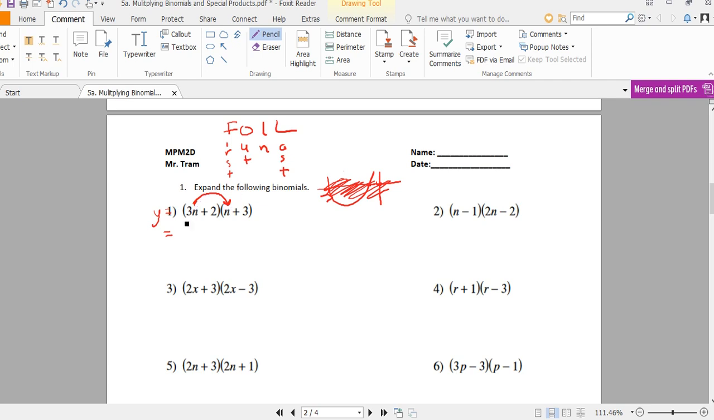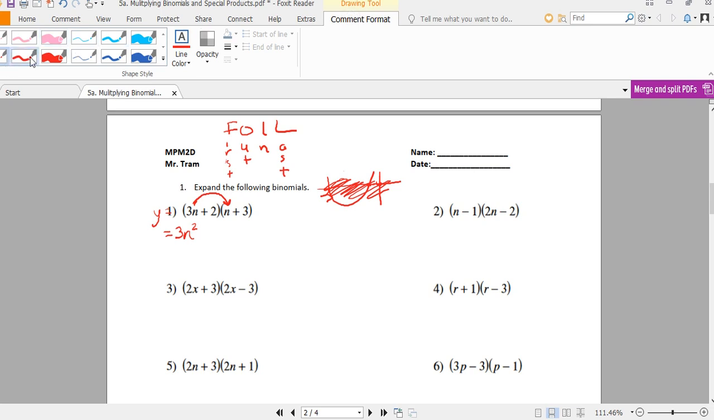So 3n times n. Well, there's no coefficient in front of that n, is there? We can assume there's a 1. So 3 times 1 is 3. And then n times n is n squared. Now thinking back to last lesson, what happens when we multiply the same bases? We add the exponents, and the exponent here is a 1, exponent here is a 1, 1 plus 1 is 2. So 3n squared. Now let's change this to blue. Now we're still sticking with that first term. First, out, in, last, so the outside terms.